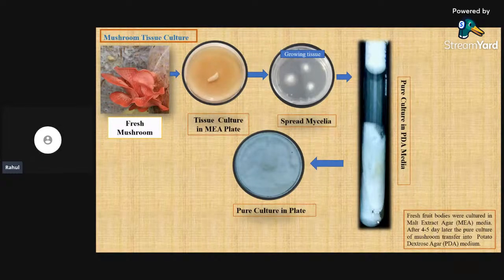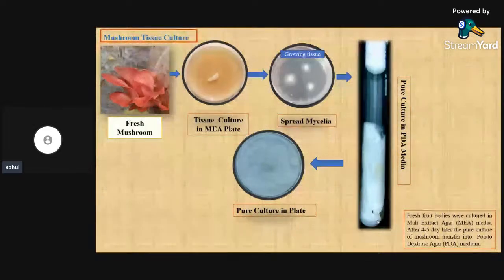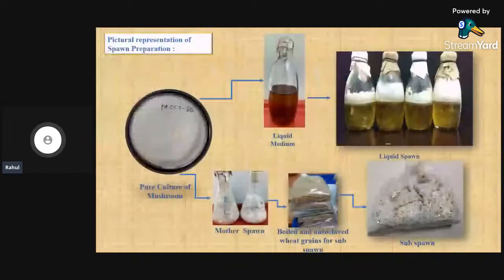Inoculated petri plates are placed at 25 to 27 degrees Celsius, probably with less light, for 1 week. Mycelia formed in the petri plates are then transferred into PDA medium for long-term maintenance. Now, after collecting the mycelia, we have to go for the mushroom spawn, everyone knows it as mushroom seed.